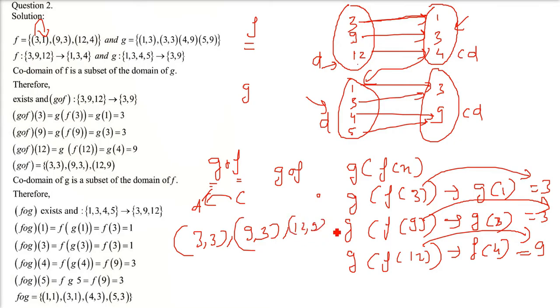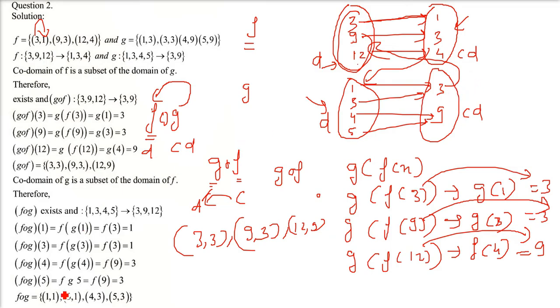Okay. Now coming to F o G. What do we do in F o G? Same thing we are going to do. F o G is what? The domain of G and the codomain of F. So the codomain of G should be a subset of the domain of F. The codomain of G is 3, 9. Is it a subset of the domain of F or not? Yes, 3, 9 is a subset of 3, 9, 12. So now F o G is also possible.